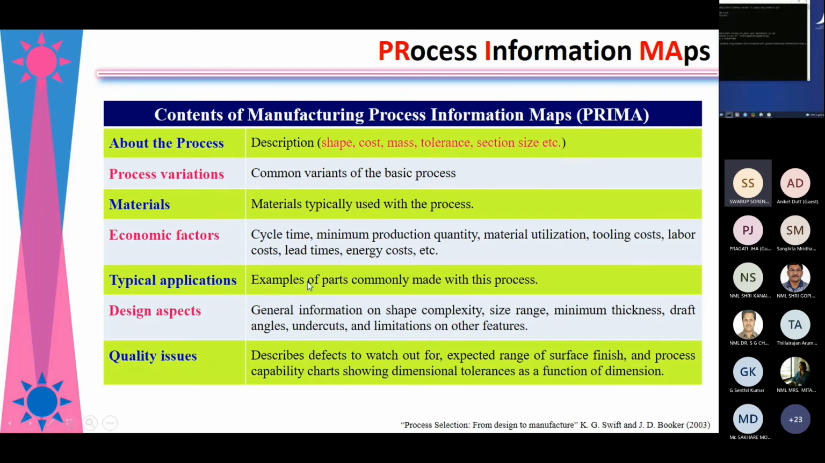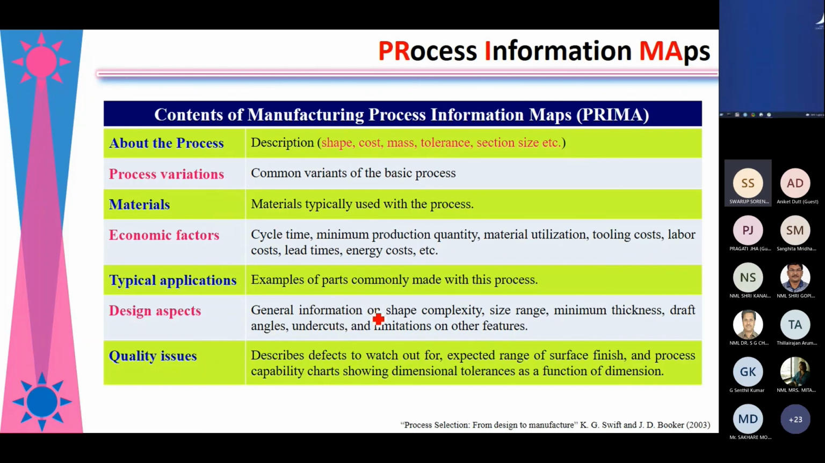Typical application of a process means: what are the examples of parts commonly made with this process? So you will have an idea that, okay, I want to make this part, and this process has already been proven for making such parts, so we can use that.